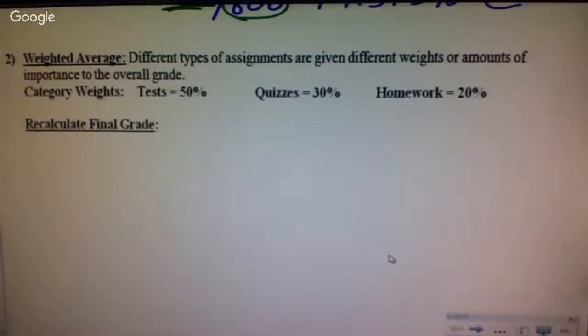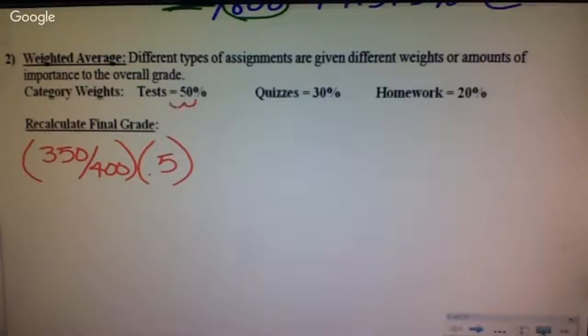So if I look at tests, tests was what out of what at the top? I got that wrong. 350 out of 400. Okay, that's your grade for your test. Then you would need to multiply that by the percent that it's worth as a decimal. So 50% as a decimal is 0.5. Remember, 50%, your decimal point starts here. To turn it into a decimal, you move it 2 spaces to the left, so that becomes 0.5.